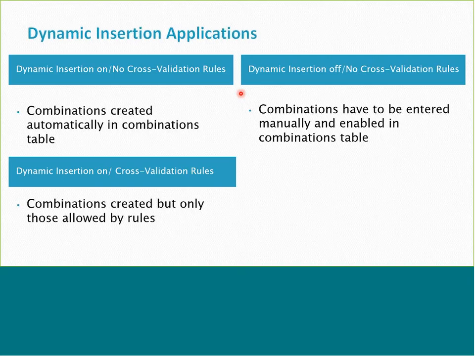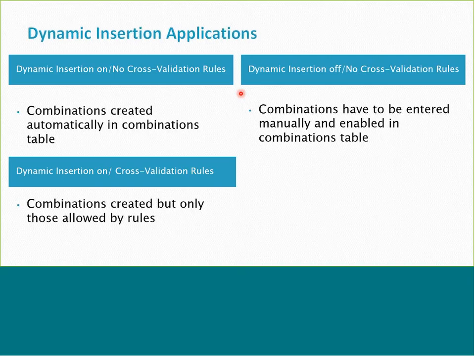But what if the combinations that we have to enter are very many, which makes managing these values in the combination table a lot of work? That's when cross-validation rules come in. So with cross-validation rules, you can have your cake and eat it. You can have dynamic insertion on, and you still are able to prevent the invalid combinations from being used.